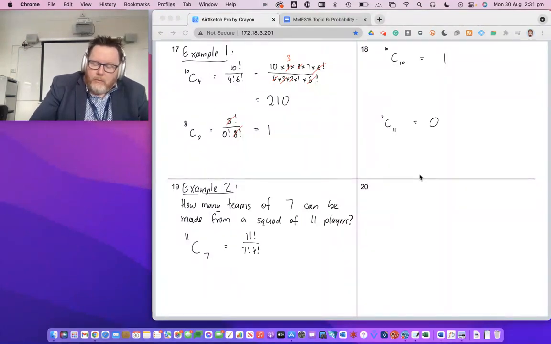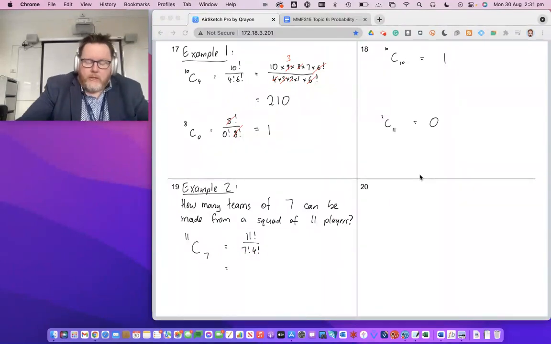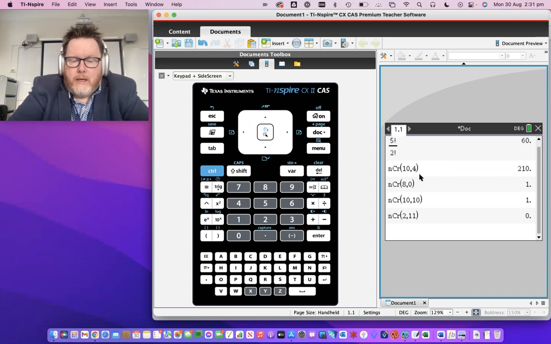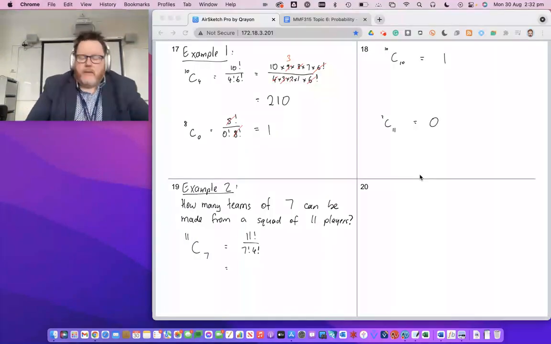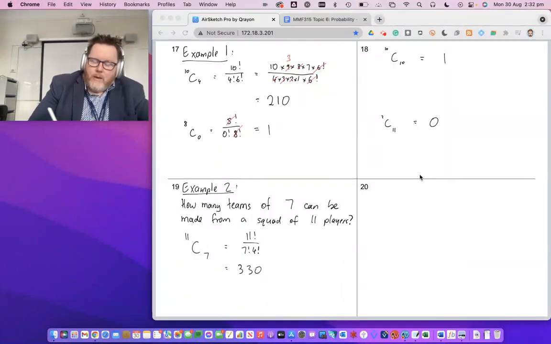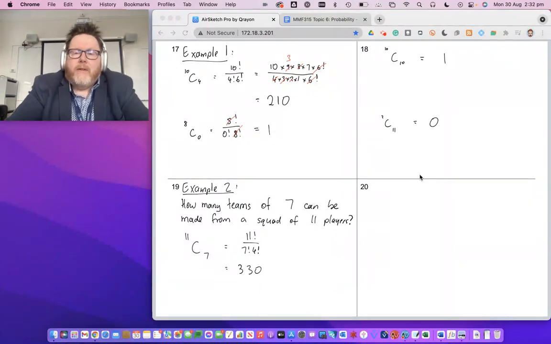Okay, so all I'm doing is I'm writing down n, then I'm writing r, then I'm going 7 plus 4 equals 11. So I'm writing 4 down, and then I'm going to do the rest on my calculator. So I'll go back to my calculator, NCR 11, 7. So 330 is the answer. So there are 330 ways or 330 teams I could make from 11 players.